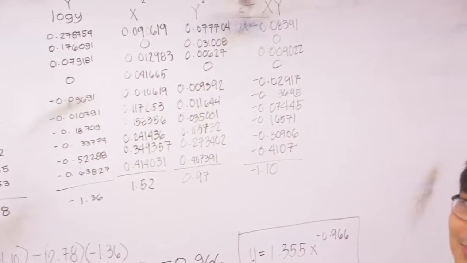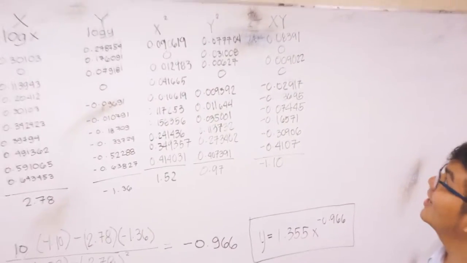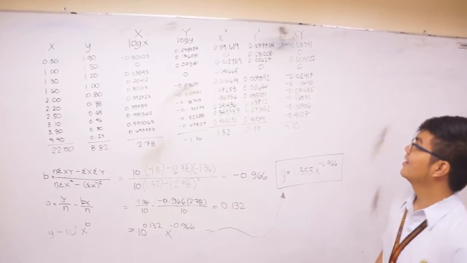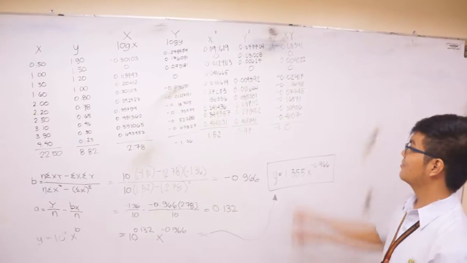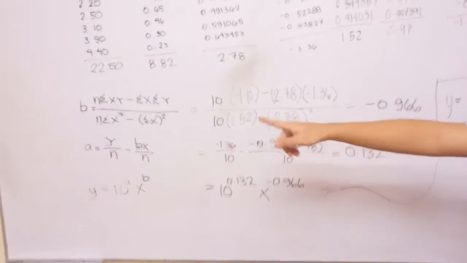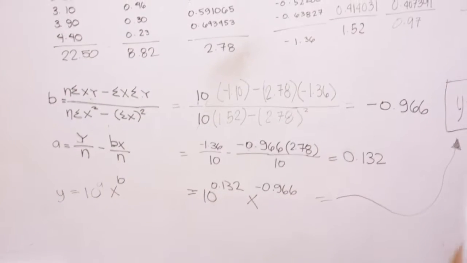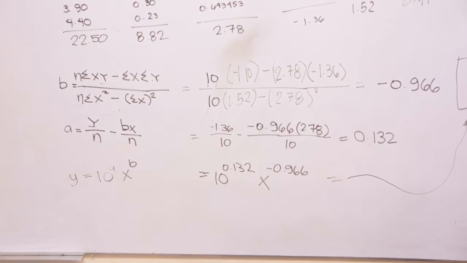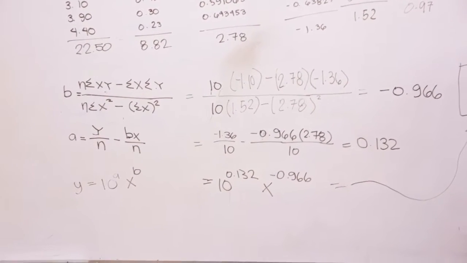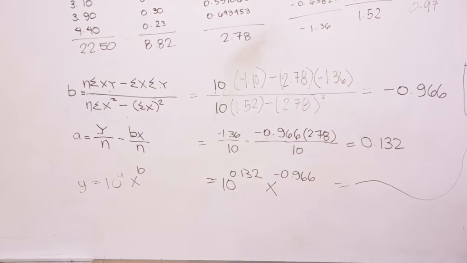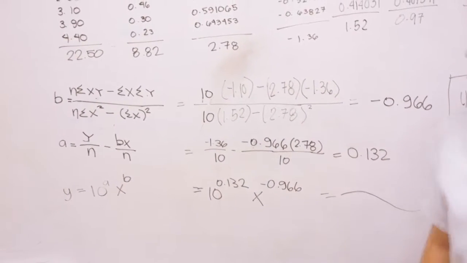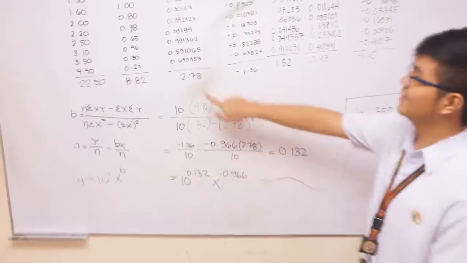Same thing for y squared. And to get the xy, simply multiply the log x and log y one by one and get the summation. For the b, use that equation, and b is equal to n summation of xy minus summation of x times summation of y all over n times summation of x squared, this one, minus summation of x squared, this one.